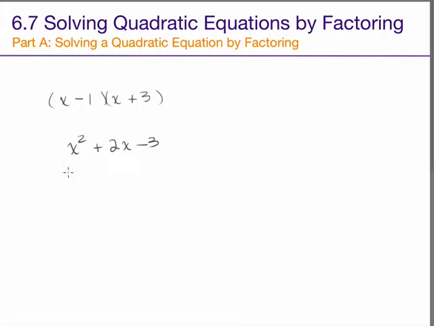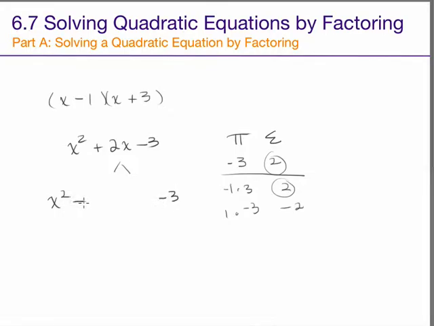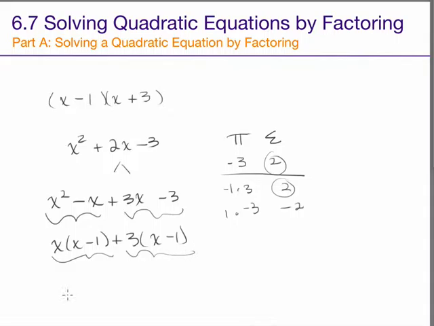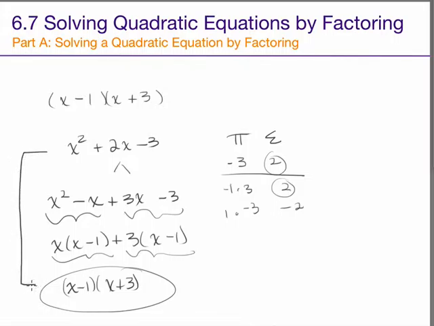Then we spent some time factoring quadratic expressions by finding a product and a sum, rewriting the middle term, finding the greatest common factor of the first 2 and the last 2 terms, writing what was left over, finding the greatest common factor of these 2 big terms, and that's my answer. So this factors to this. Not surprising, since I built this from this.